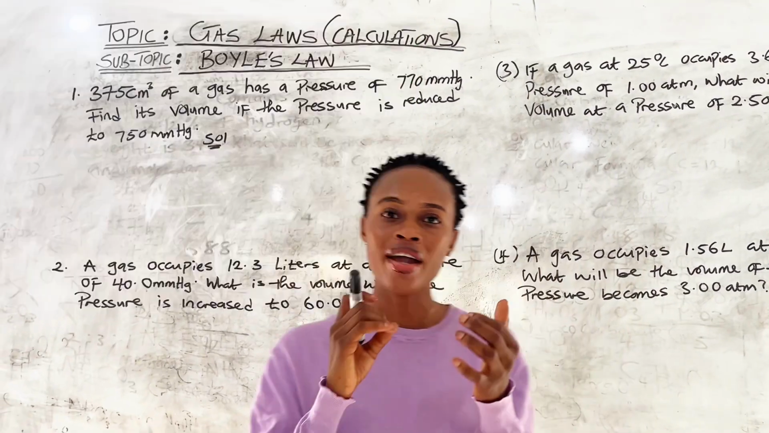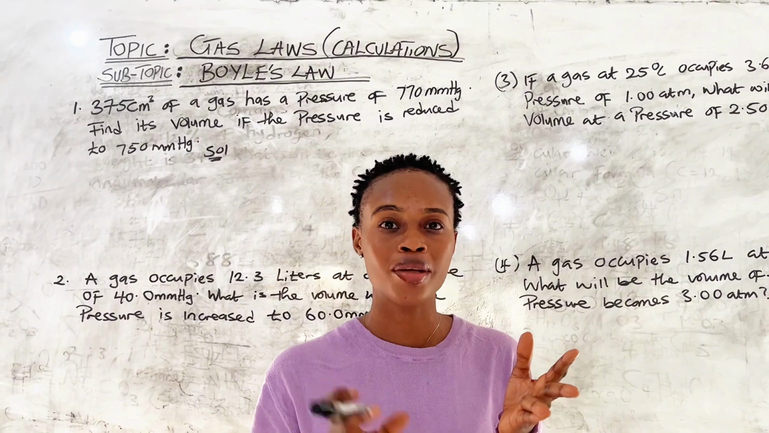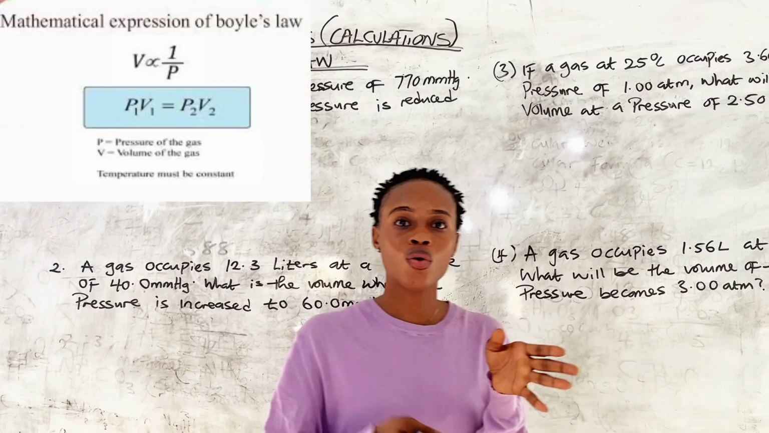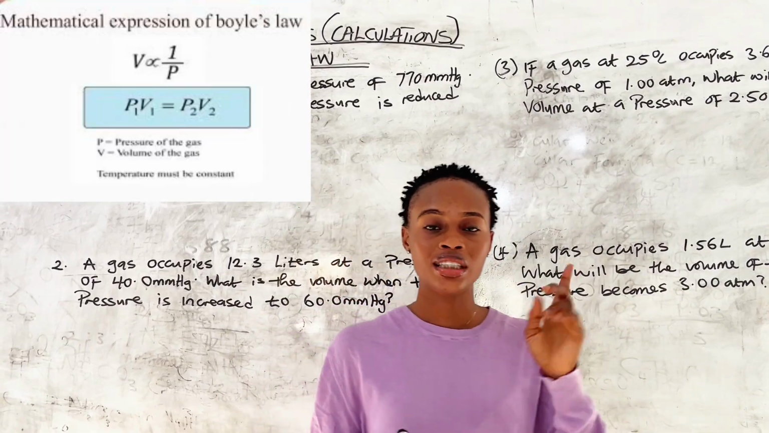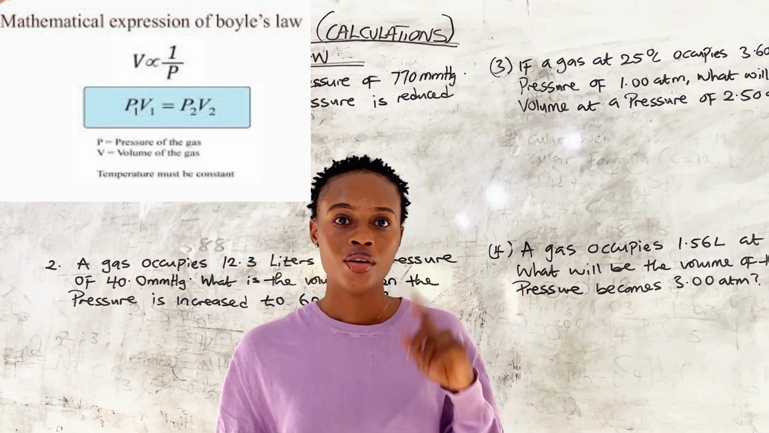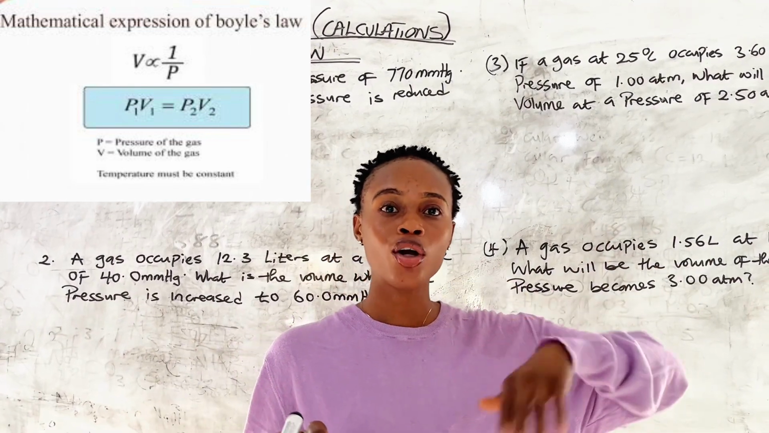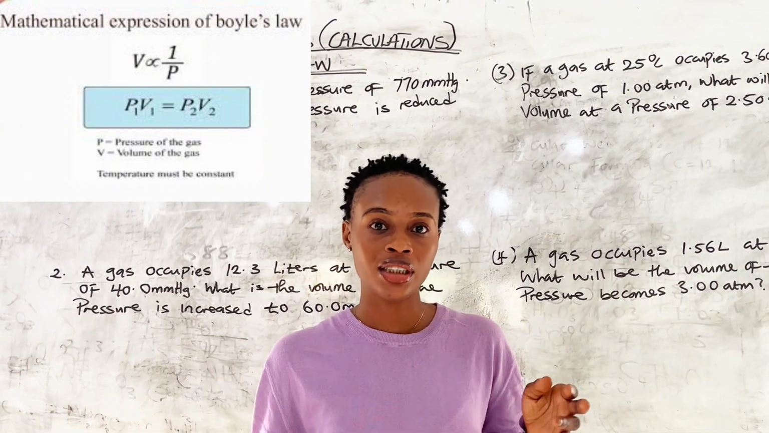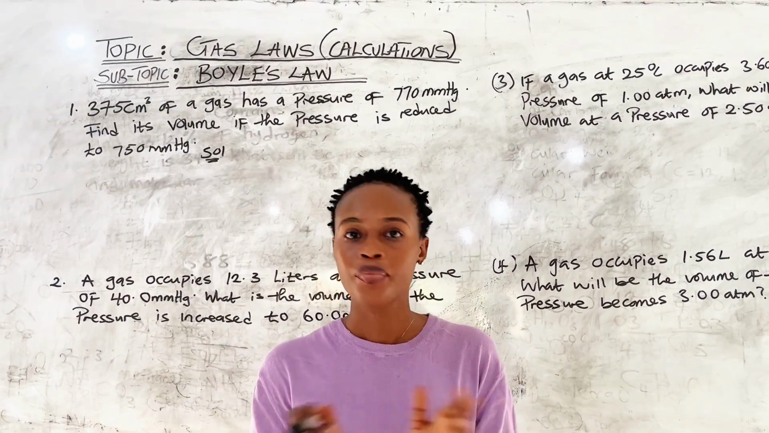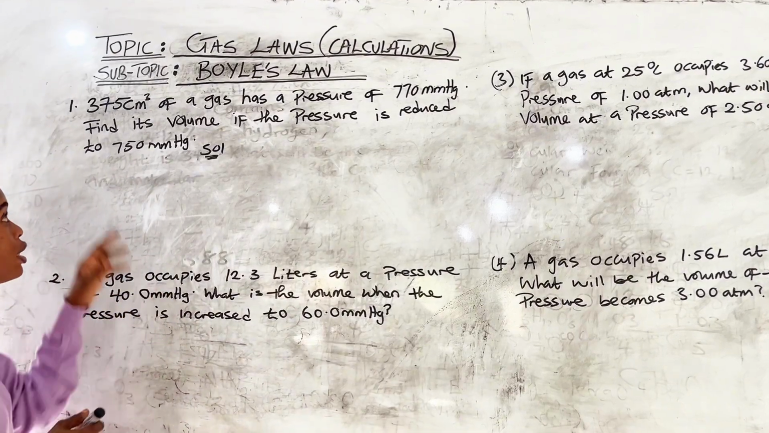But that said, our emphasis in Boyle's law is what? Pressure and volume, provided that temperature remains constant. So what is the mathematical expression of Boyle's law? V is equal to 1 over P, where V is volume and P is pressure. So inversely proportional. That is to say, when volume increases, pressure decreases, and when pressure increases, volume decreases. So that's the meaning of inversely. So that said, we have questions on the board and we're going to be solving so as to better understand how to calculate Boyle's law.